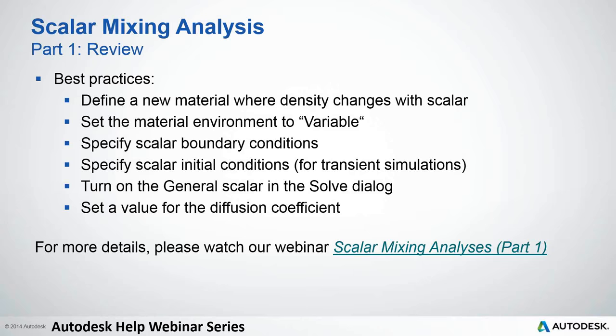Now, one thing I want to add is about the first point here, define a new material where the density changes with scalar. You can have more than one property change with scalar. You can have the viscosity change with scalar if you want, and anything else can be a function of scalar. And as far as density, sometimes you have situations where the density is a function of scalar as well as temperature. But you can only define it to be a function of one or the other.